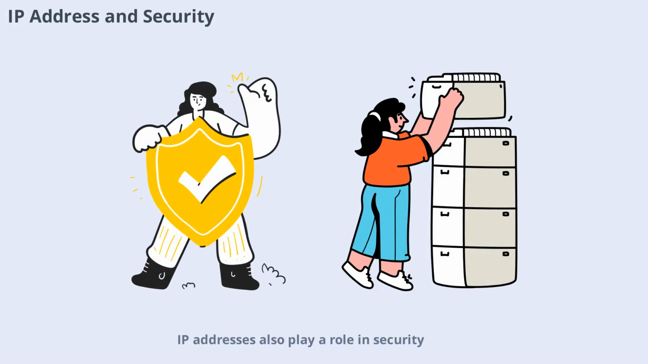IP addresses also play a role in security. They help identify suspicious activity and prevent unauthorized access. By tracking IP addresses, networks can monitor traffic and protect users from threats, making the internet a safer place.